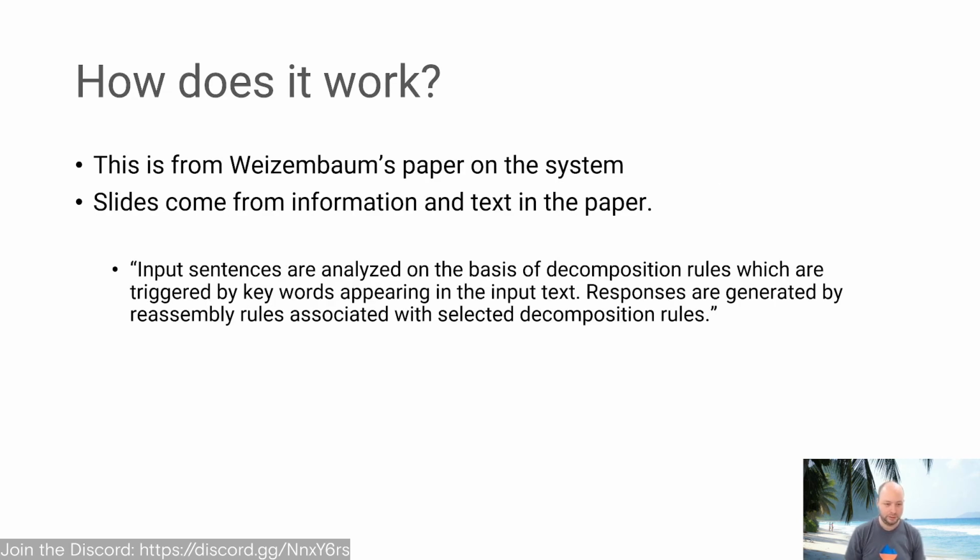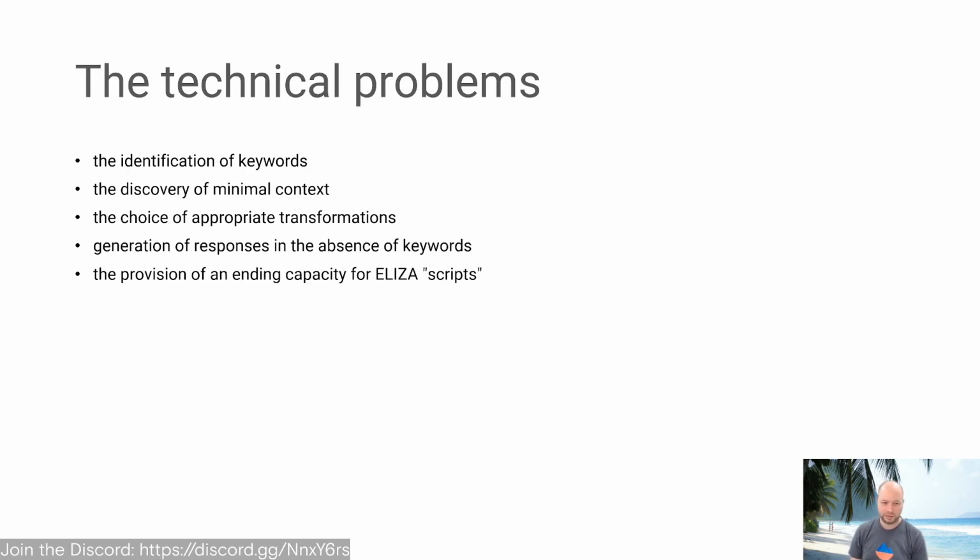Okay, but how does it work? This is from his paper: input sentences are analyzed on the basis of decomposition rules, which are triggered by keywords appearing in the input text. Responses are generated by reassembly rules associated with selected decomposition rules. So basically, a lot of if statements. That's what that means. The technical problems are like identification of keywords, which is a little hard.